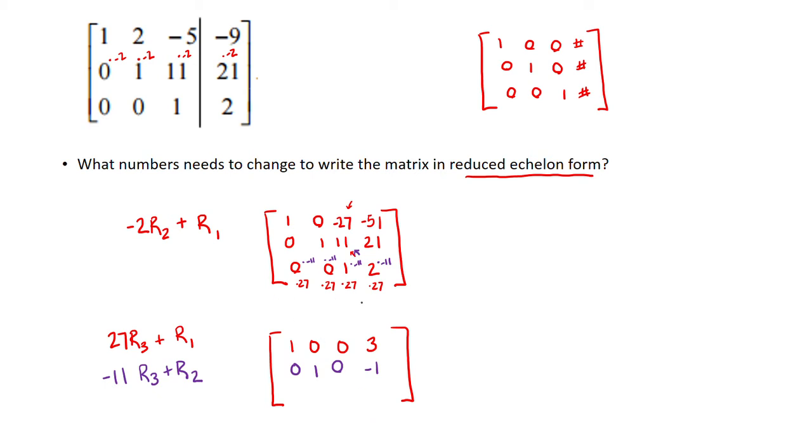Okay, my third row never changed here. We were just using it to change our other two rows. Okay, so we had to do two big changes here. Now we have reduced echelon form, and now we can say x is 3, y is -1, and z is 2. Hopefully that made sense.